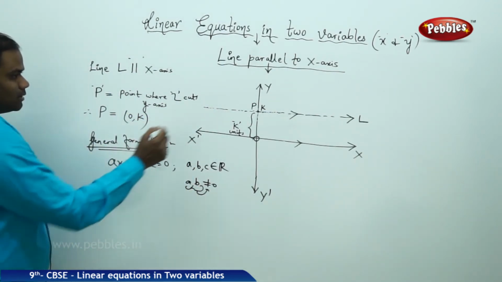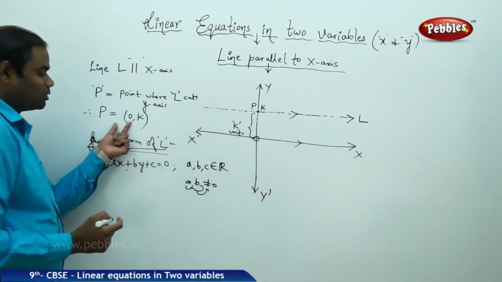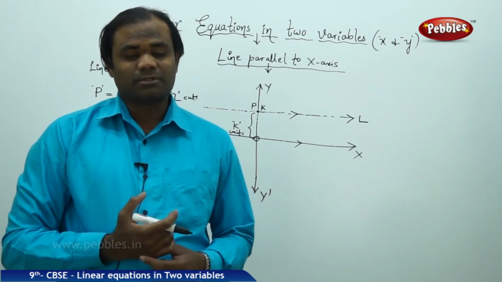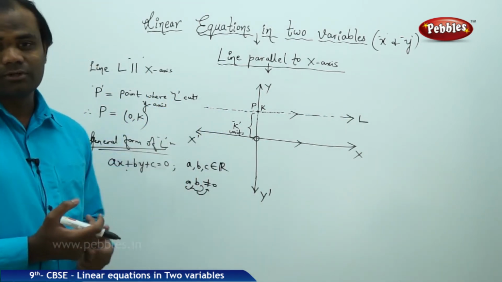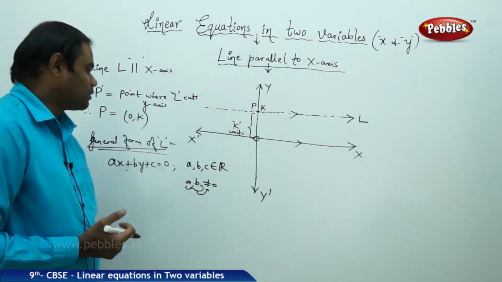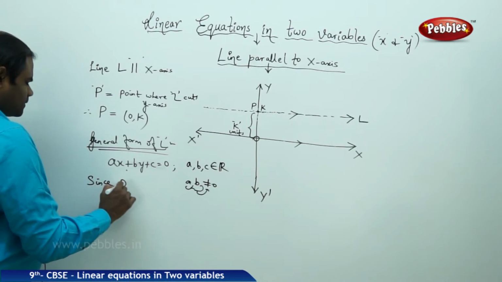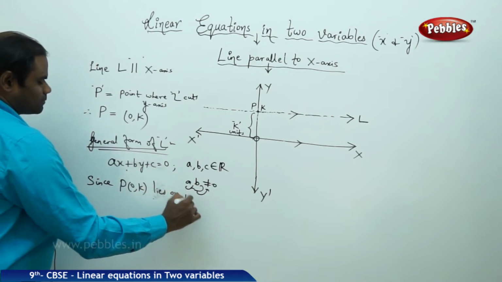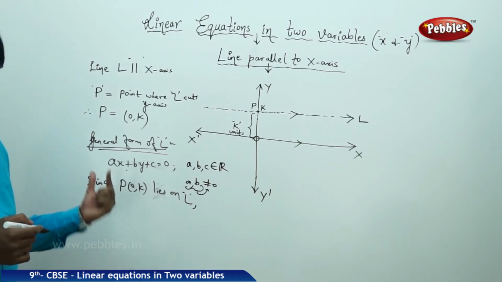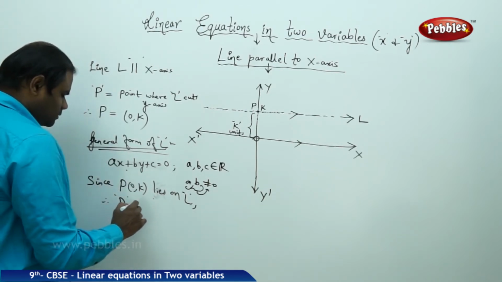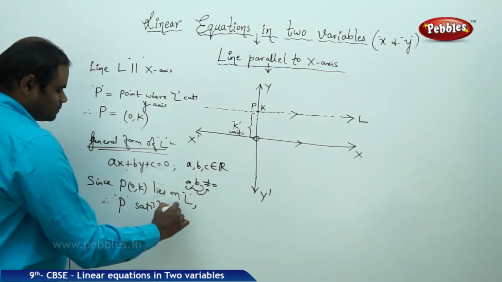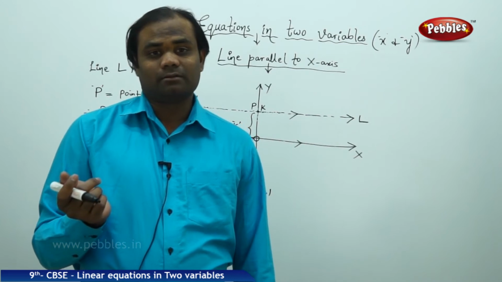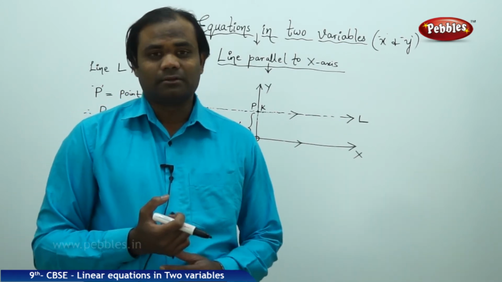Now since this line passes through the point P, the coordinates of the point P must satisfy the given equation, is how we understand the representation of the line through the point (0, k). Therefore, P lies on L. Since P(0, k) lies on line L, therefore this must satisfy the line L. That is, the coordinates of the point P satisfy the line L. Let's see how we are going to satisfy the line through the coordinates.